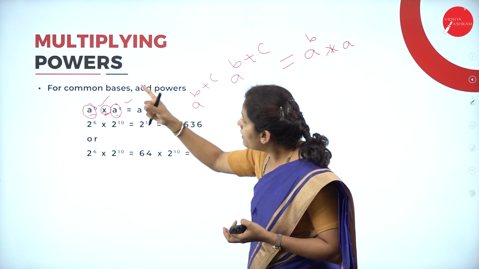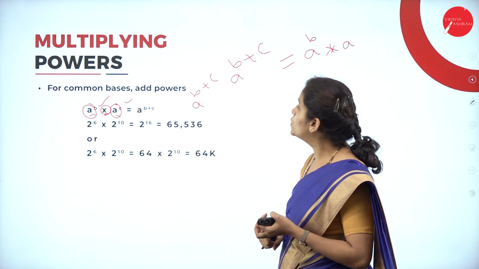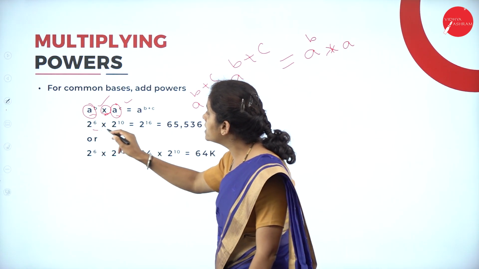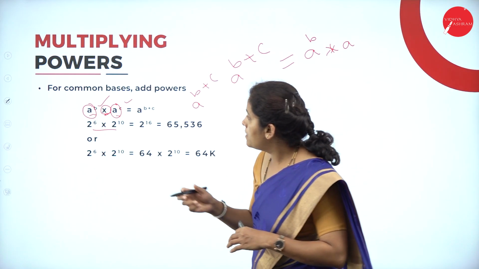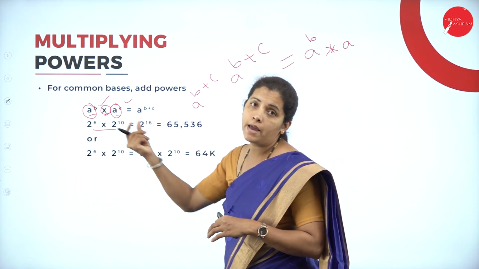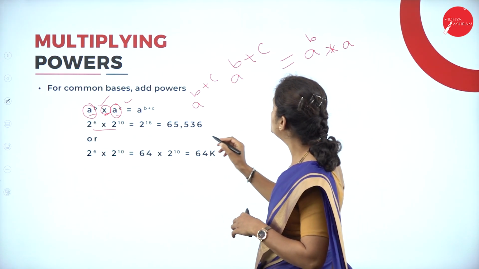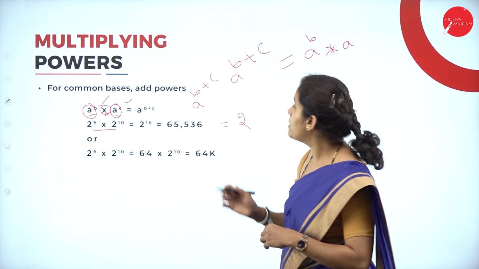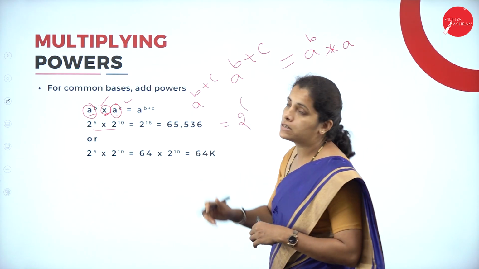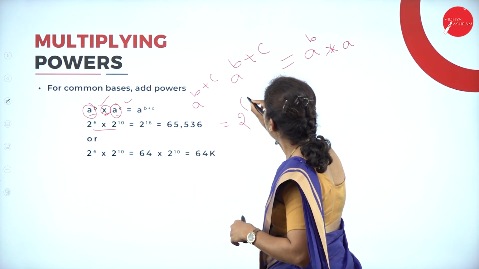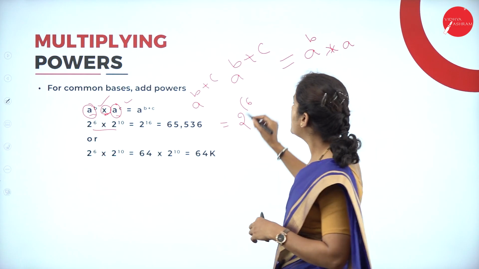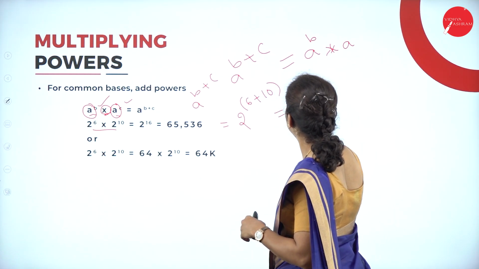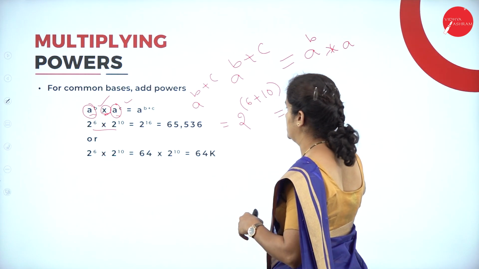So consider the example here. 2 to the power 6 into 2 to the power 10. Dear students, consider this example. In this example, we have same value, that is 2. So what I will do? I will write 2 as it is. Now I'm going to add powers. First power, what is the power value? It is 6 and I have power value 10. So it is 2 to the power 16.